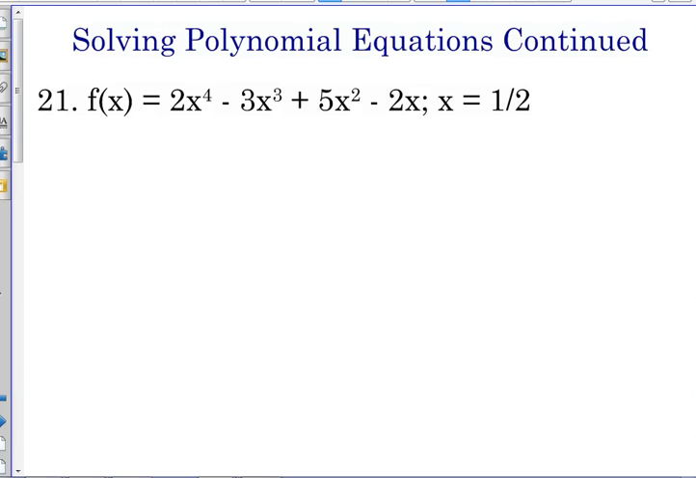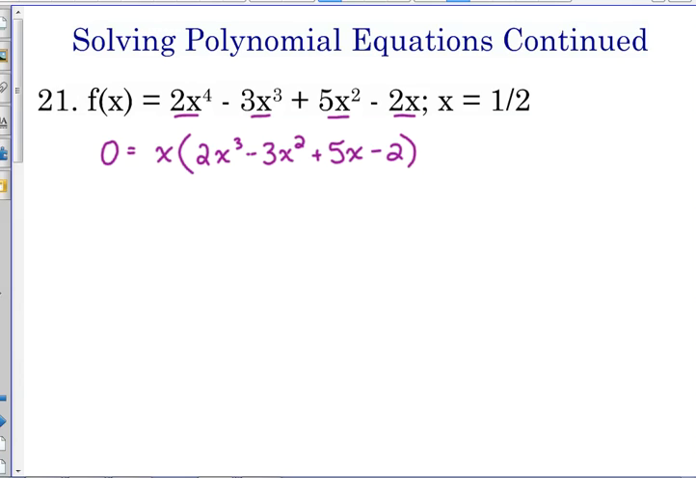But there is something that we can do with factoring here. All of these have an x in them, right? So that's step number 1. We need to pull out that x. So we do that, and we get 2x cubed minus 3x squared plus 5x minus 2.